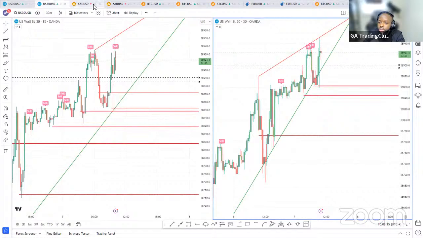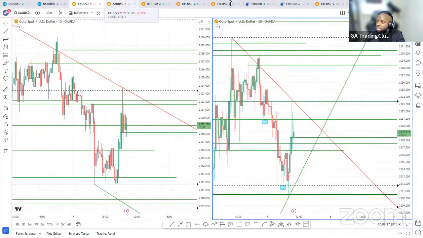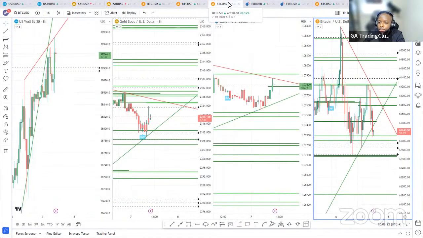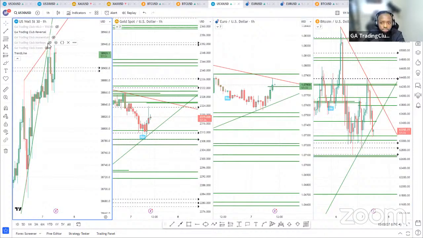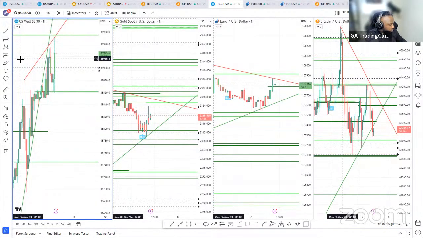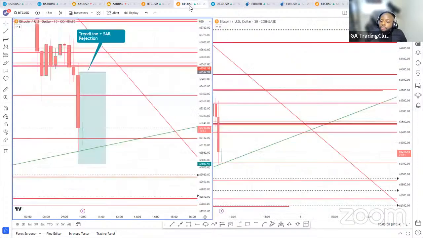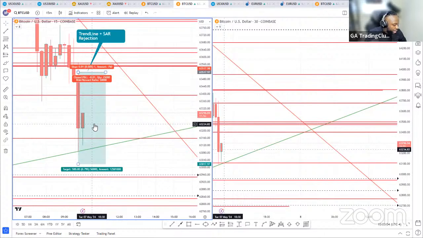US 30, nothing for gold. Let's look at these hourlies. Hmm. All right, you see those higher lows.